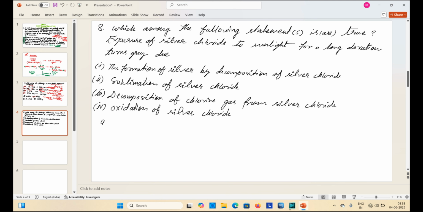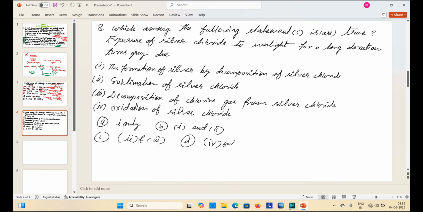And our options are: A option, first only. B option, first and second. C option is second and third, and D option is fourth only. Read out this question carefully. Wait for the moment.